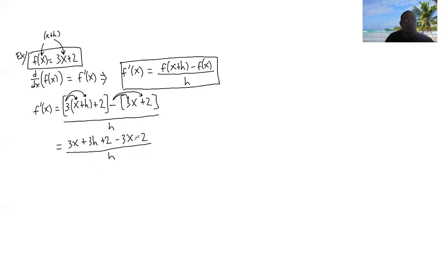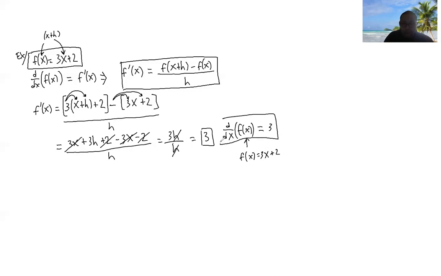Now let's look for like terms. 3x minus 3x, that goes away. 2 minus 2, that goes away. Now all you have left is 3h over h. The h's go away, and this is going to give you 3. And so in this case, you found that the derivative with respect to x of your function, which was 3x plus 2, turned out to be 3.